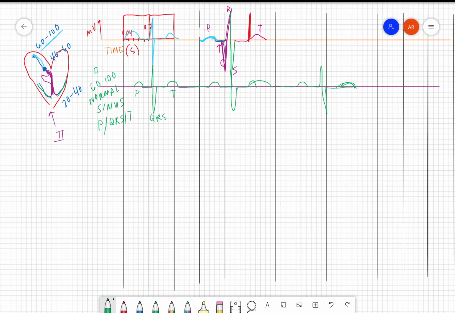If we count them out, and the rate of the beats is below 6 in a 6-second strip, so maybe you've counted 5.5 beats, and we're talking about counting QRSs, you are going to have what we call a bradycardia. Still sinus because you have a P, QRS, and a T for each beat. But if it's under 60, it's going to be Brady.